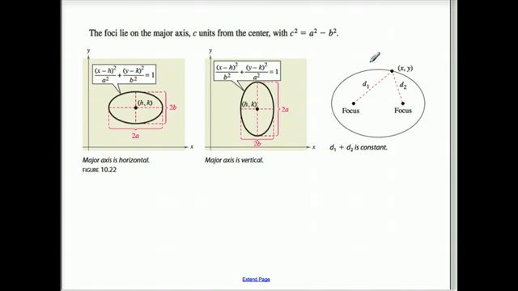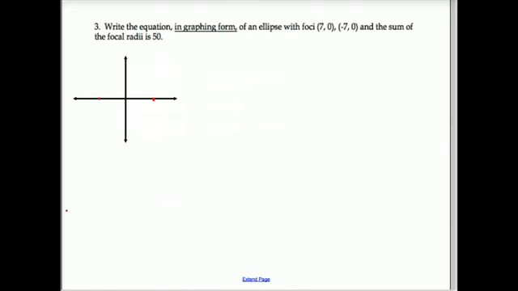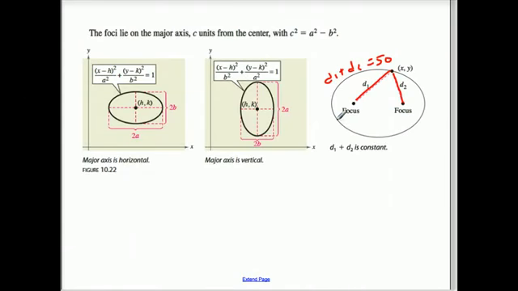So for us, this plus this has to add up to 50. All right, so this is just an arbitrary point on this graph. Since this is true for all points on the ellipse, it doesn't matter what point. I'm going to pick the special point that is equidistant from both foci.